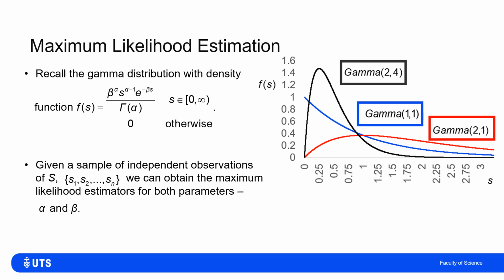What we want to do is say, if I believed my observations S1, S2, up to Sn are drawn from a gamma distribution, but I don't know the parameters alpha and beta, what would my best estimates of alpha and beta be if I were using maximum likelihood estimation?